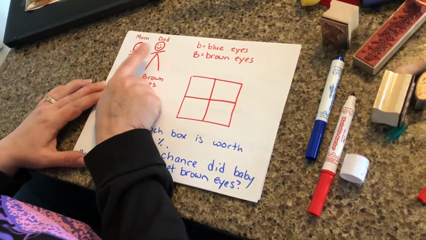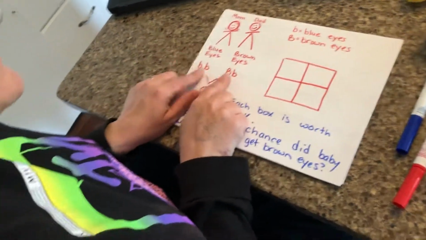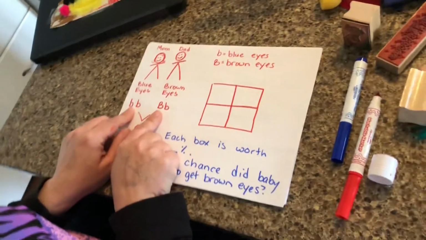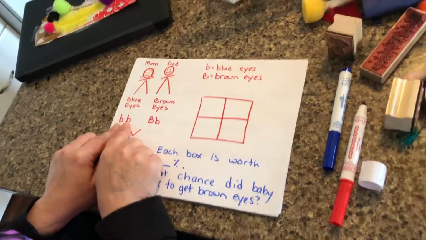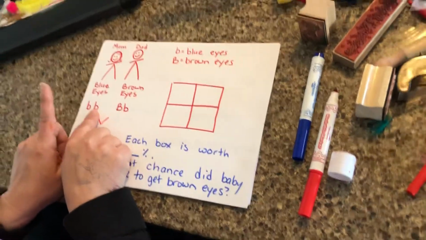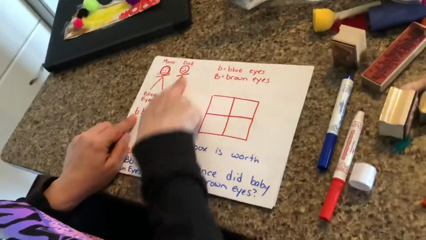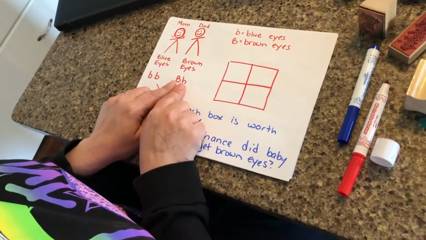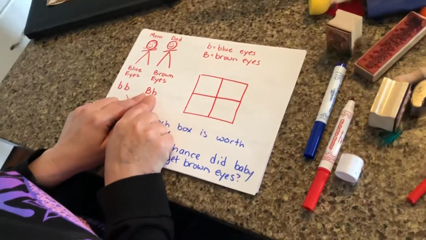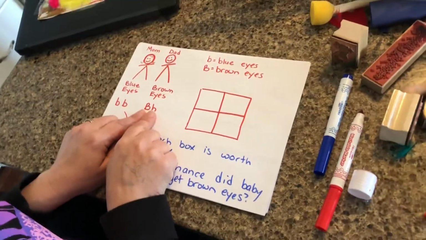I've got a mom and a dad. And I'll let you know right now, the mom has blue eyes and the dad has brown eyes. Here are their alleles that they can pass on to their offspring. The mom has 2 alleles for blue eyes. Where did she get them? Well, she got one from her mom and one from her dad. This father has 2 alleles for eye color. He has one dominant brown eye gene that he got from one parent and a recessive blue eye gene he got from his other parent.